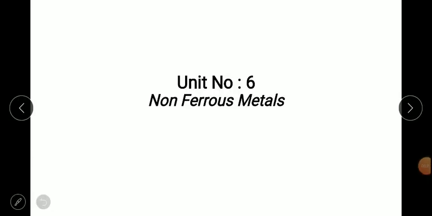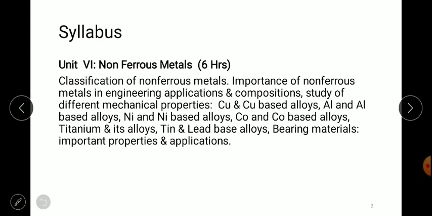Welcome students, welcome to the non-ferrous metal session, unit number 6. Now in this session we'll start off discussing non-ferrous metal. Up till now we have discussed ferrous and its alloys. So what content will we be discussing?